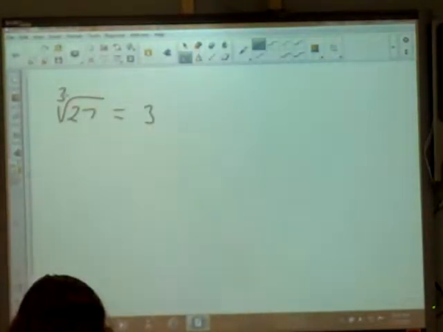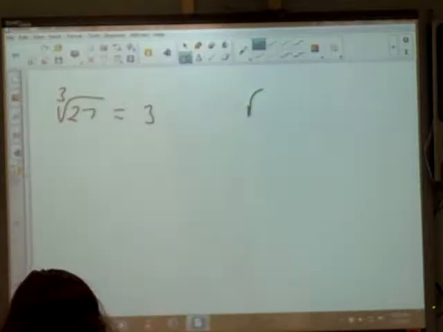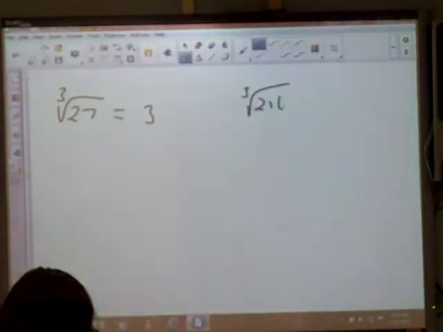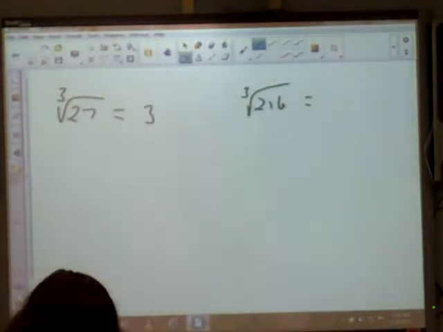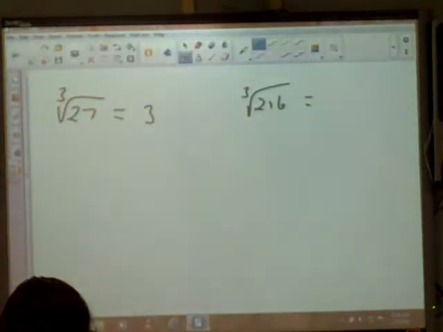All right. This one asks for the cube root of 216. So what times itself 3 times equals 216? 6 is correct.